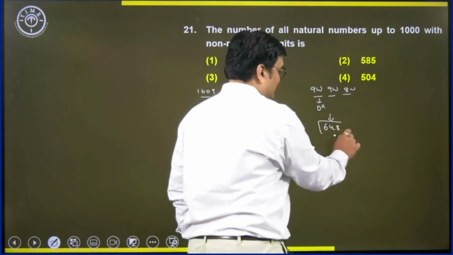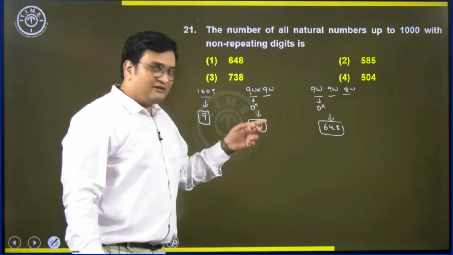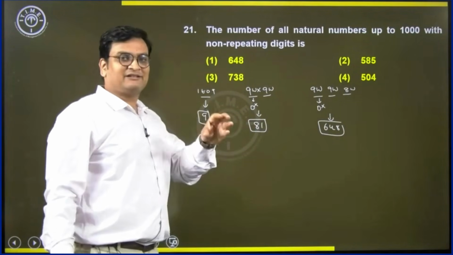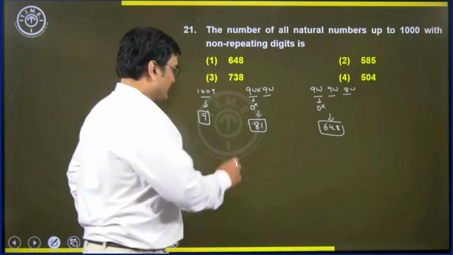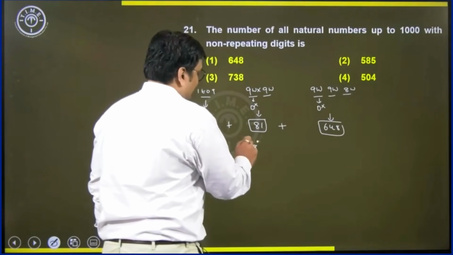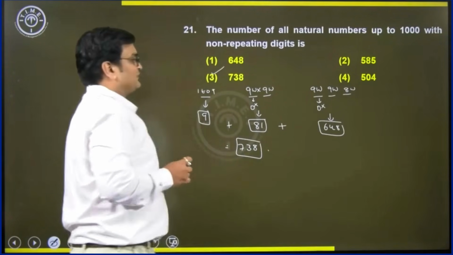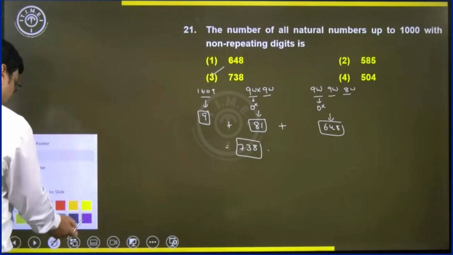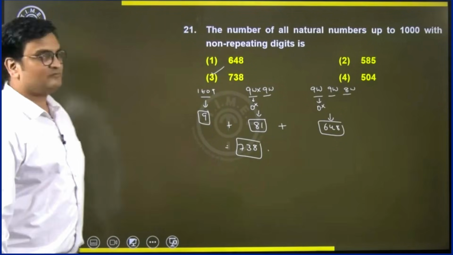So there are 648 3-digit numbers, 81 two-digit numbers and 9 single-digit numbers. He is asking us all of them. So, my answer will be, when you add them all, 738. So, option choice 3 should be the correct answer. Alright.